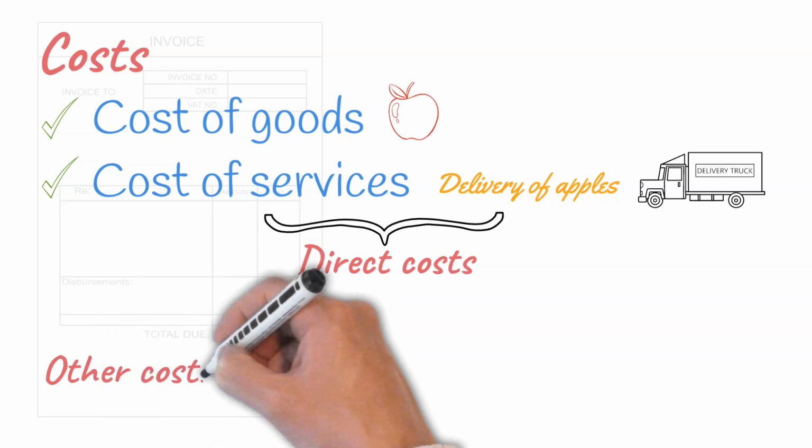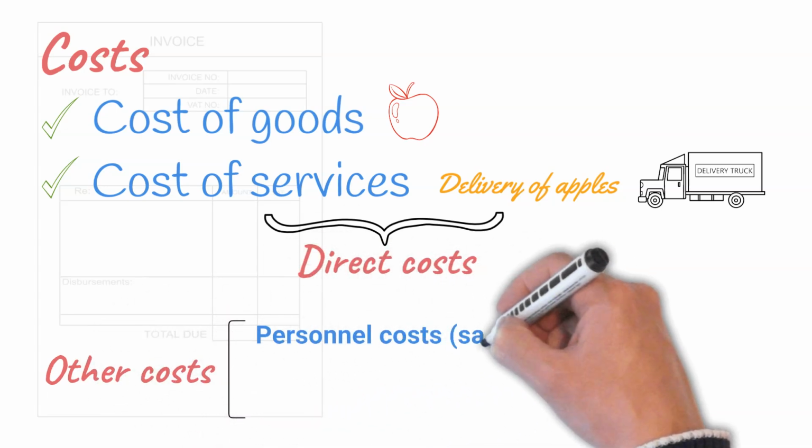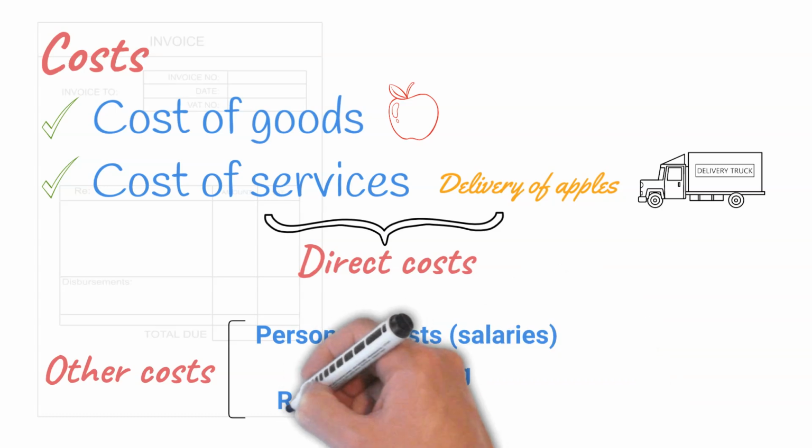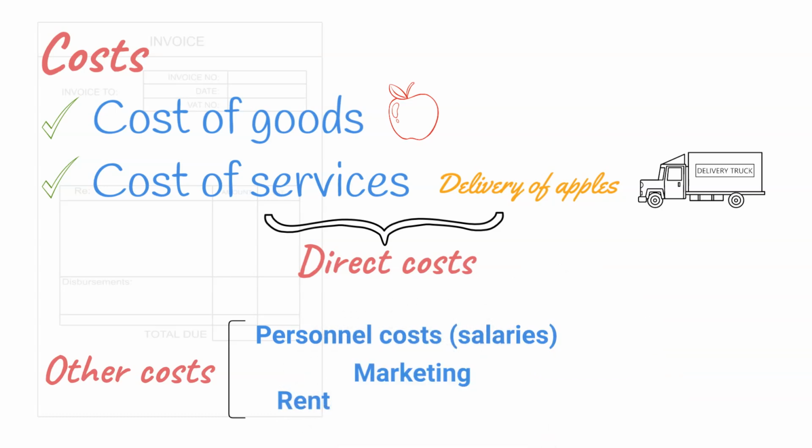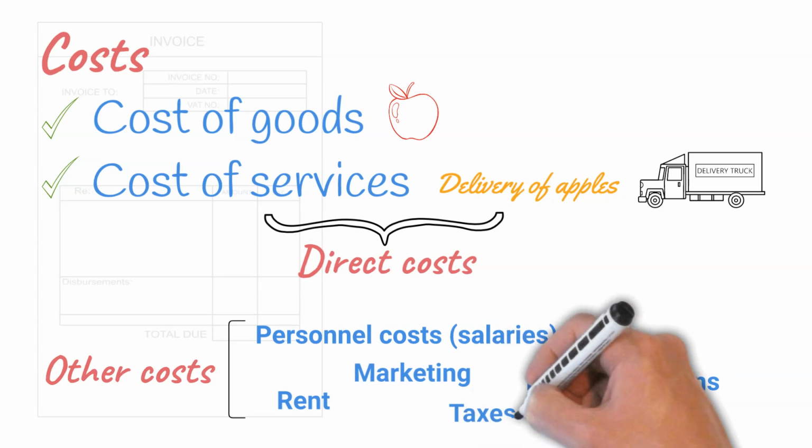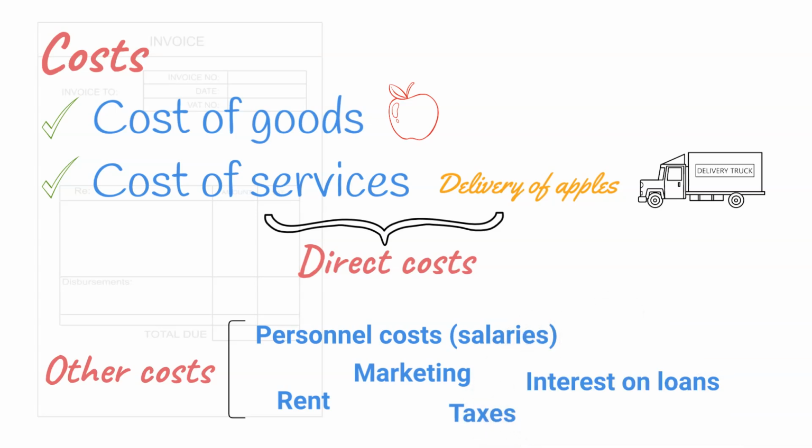The second category includes costs like salaries, marketing, rent, IT costs and many others. It will also include interest we pay if we have loans, and of course taxes. Yes, taxes are a cost of running the business. And they say there are two things that are certain in life, and one of them is taxes.